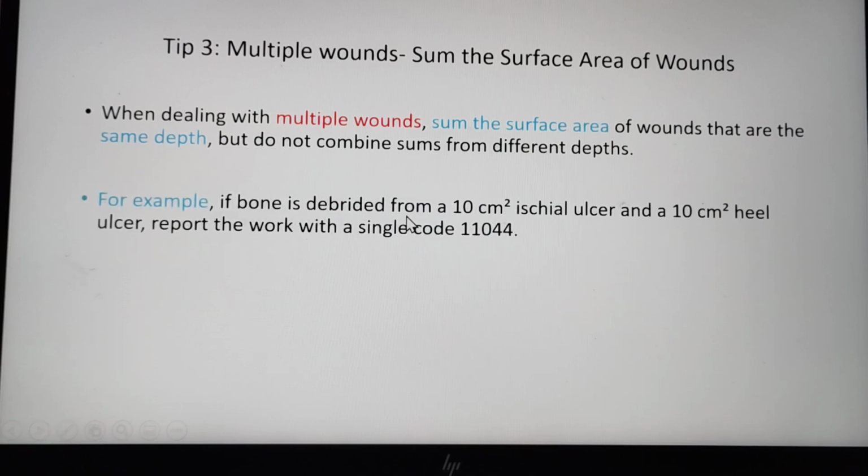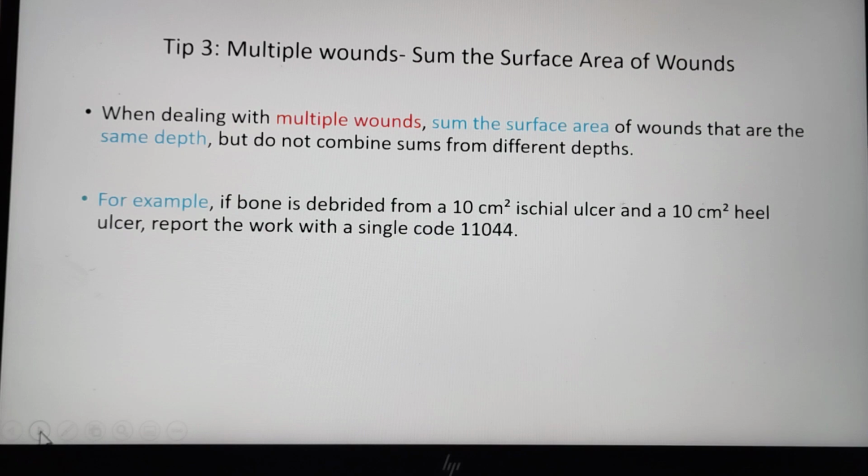For example, if bone is debrided in a 10 square centimeter ischial ulcer and a 10 square centimeter heel ulcer, report the work with single code 11044. So here in two ulcers, only bone is being debrided. So it is of the same depth. So here 10 square centimeters and here 10 square centimeters. So we can combine both these 10 square centimeters. It will be equal to 20 square centimeters. So we have to report the code 11044, debridement of bone up to first 20 square centimeters.